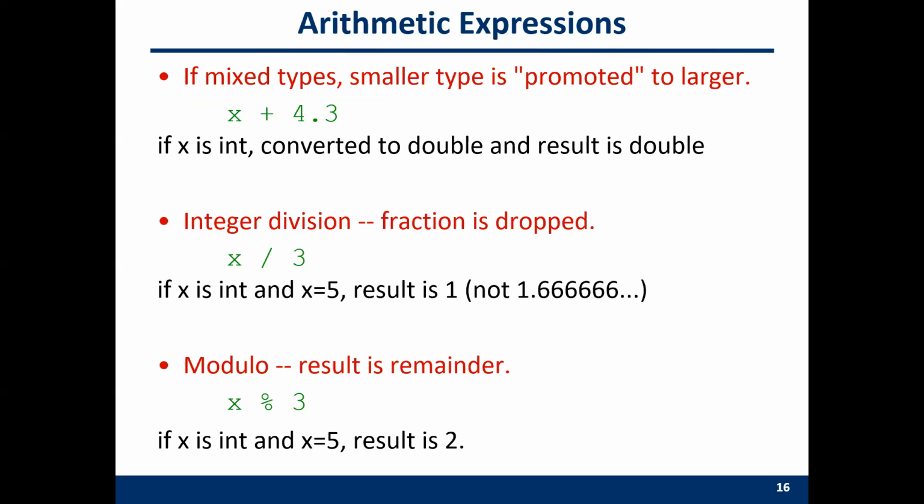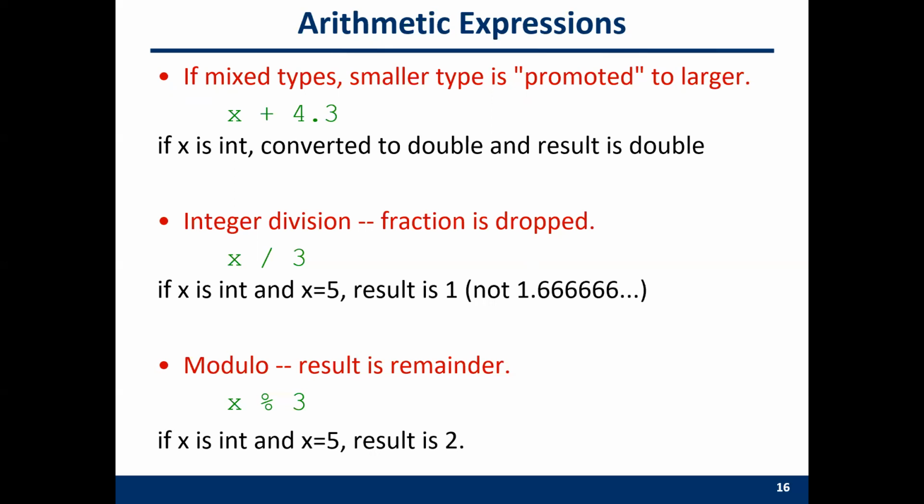So here are some arithmetic expressions. One arithmetic expression may involve one or more than one variable. Multiple variables may have different types. So in one expression, the type of the smaller size will be automatically promoted to a larger type.